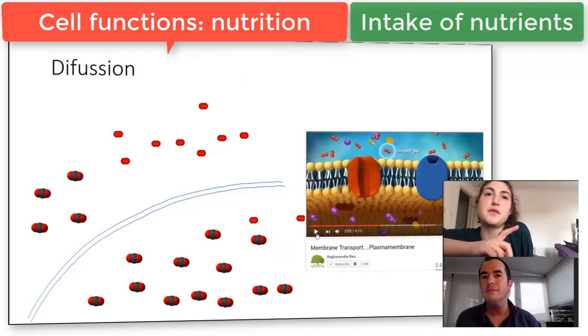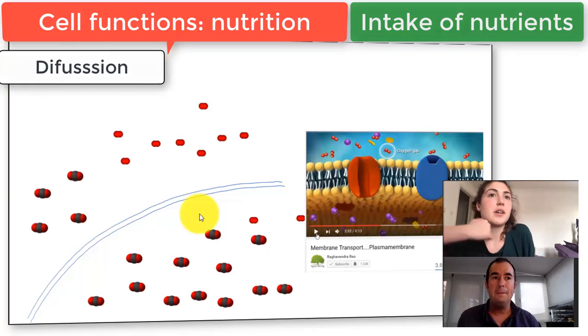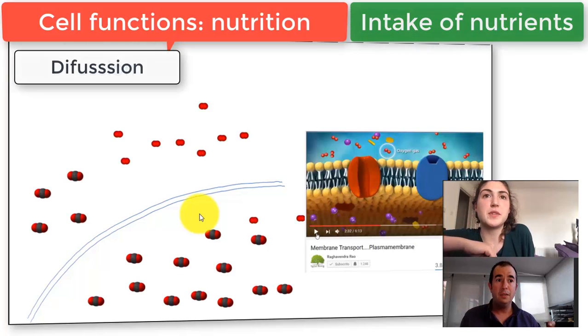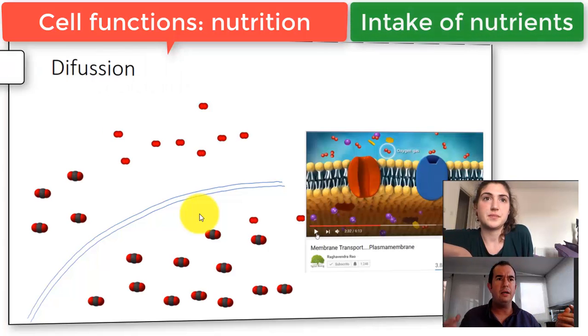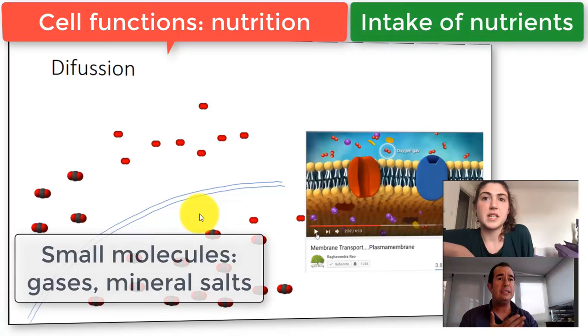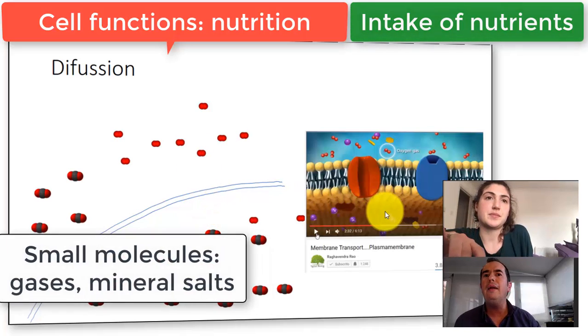Okay, so diffusion depends on the size of molecules. If the molecules are small, they can pass through by diffusion. Small molecules like what? Like gases, so oxygen, CO2, and even mineral salts. Okay, mineral salts. Fantastic.